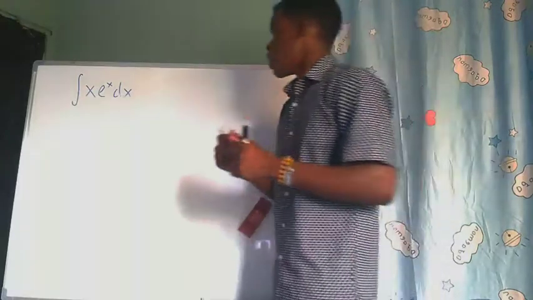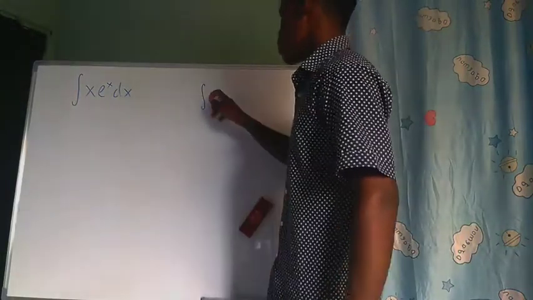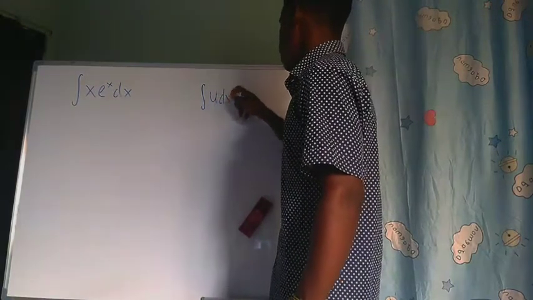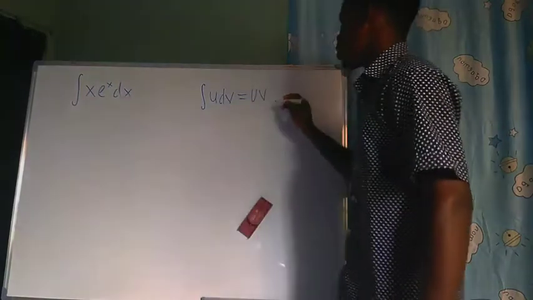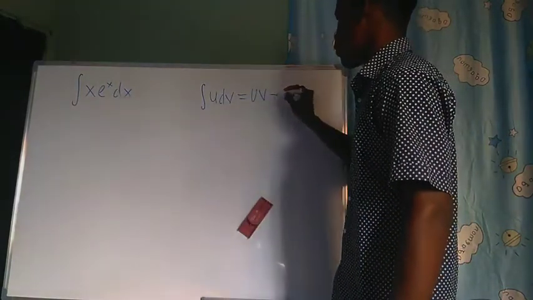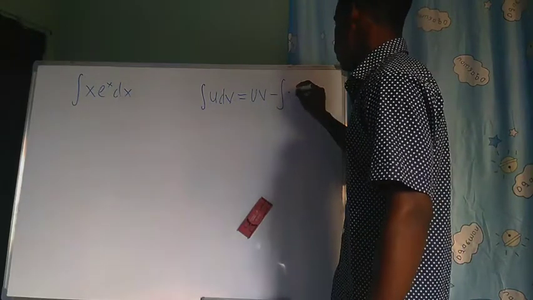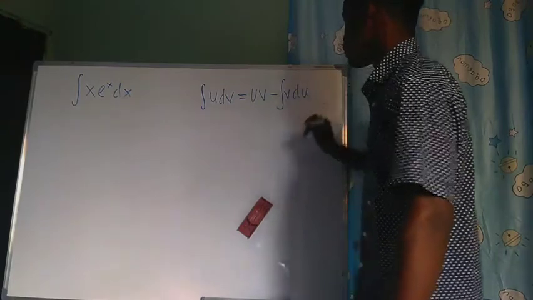Knowing that the formula for integration by parts goes this way: the integral of u dv is equal to uv, the product of the two functions, could be functions of x depending on the variable of integration, minus the integral of v du.